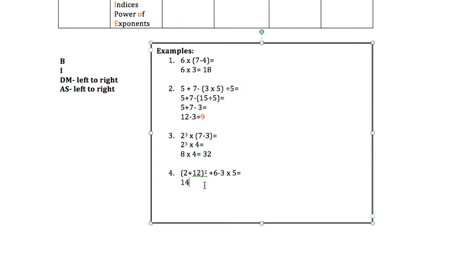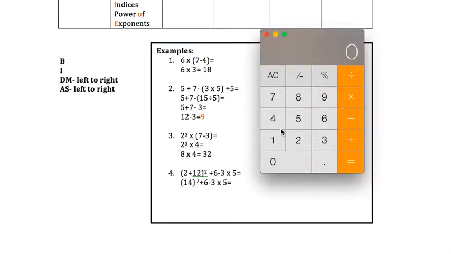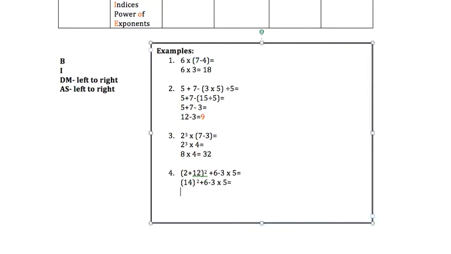Okay, so now I've got 14. Now I'm going to keep my brackets here because I actually have a little index number there. So it's 14 to the power of 2, or 14 squared. Okay, so what that actually means is 14 times 14. So I'm going to be a bit cheeky here and use the calculator. So 14 times 14 equals 196. So we're going to rewrite that there, 196. And then you rewrite the rest of your equation. So it's very clear what part of the equation that you're up to.